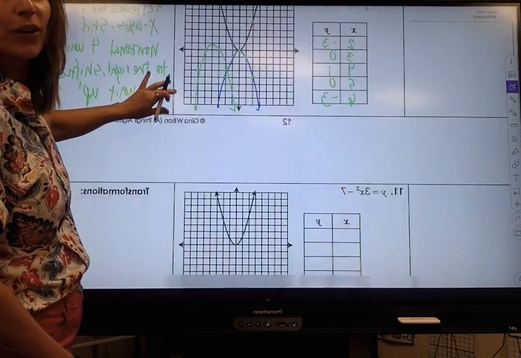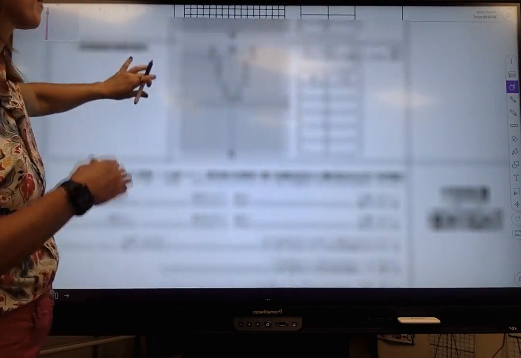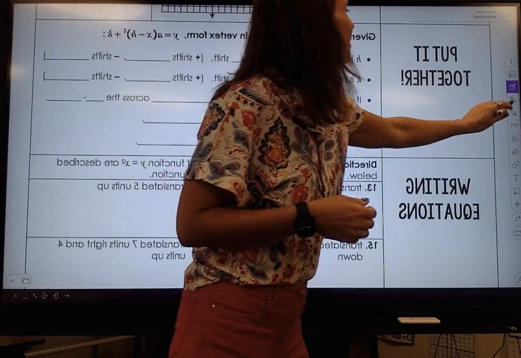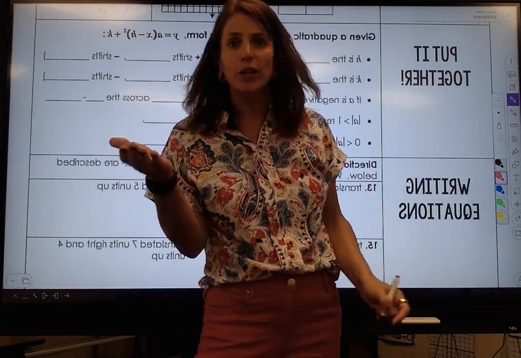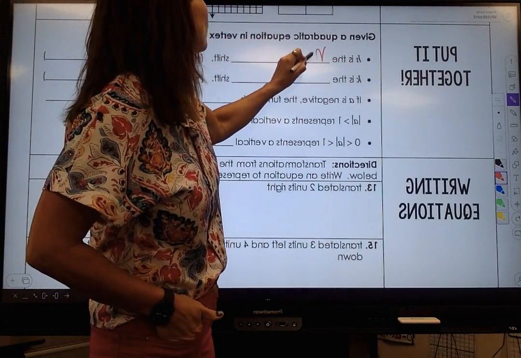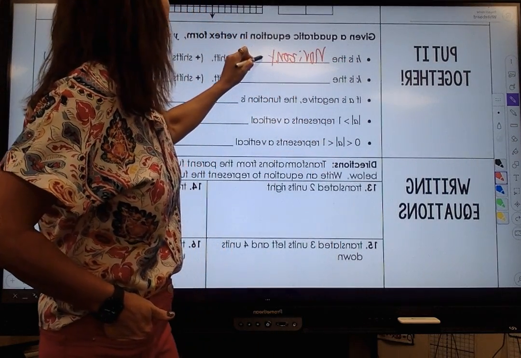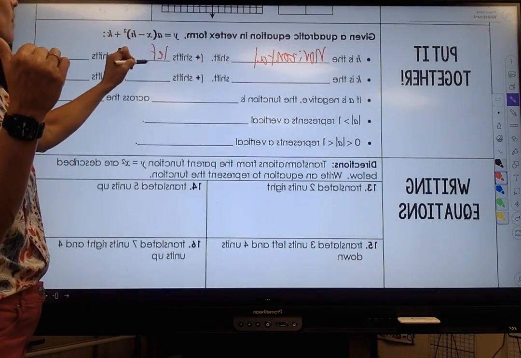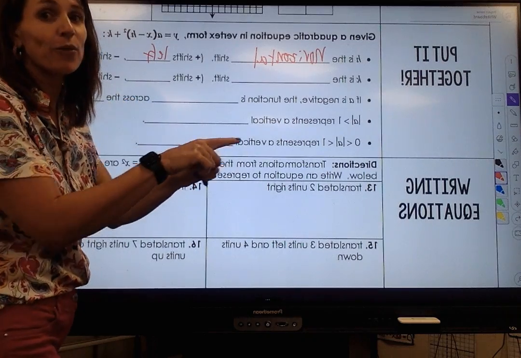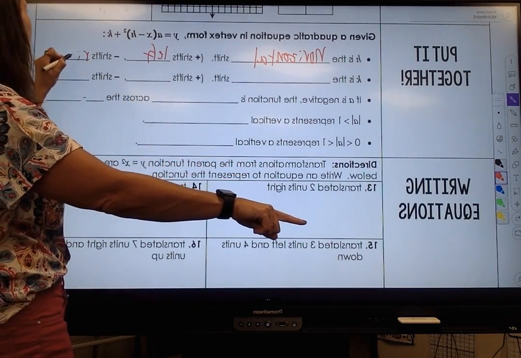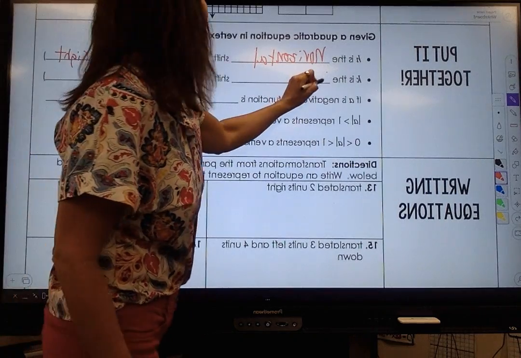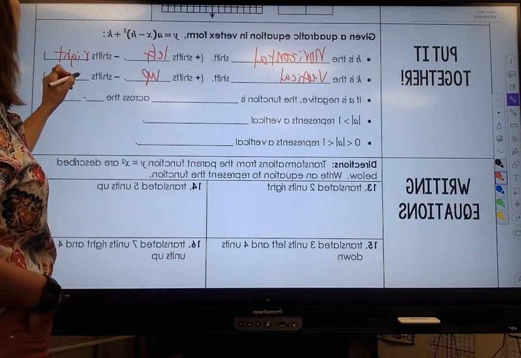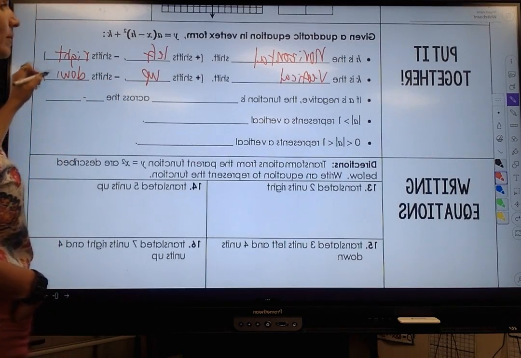And now we're going to put it all together. And let that catch up. All right, so what do we know that we've already talked about? Well, we've already talked about all this. H is the horizontal shift. Positive means it shifts to the left. Remember, it's opposite. And negative shifts to the opposite direction, which is the right. K is the vertical shift. Positive shifts up. Negative shifts down.